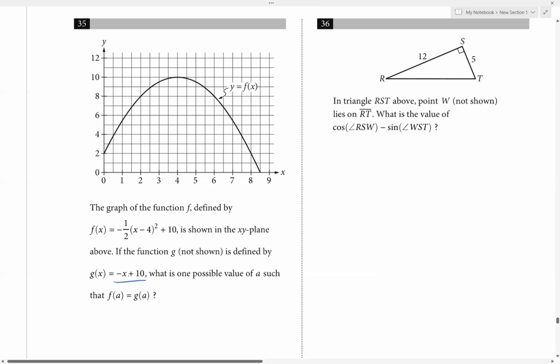So g of x is -x plus 10. This is a linear equation, y equal to mx plus b. So we know 10 is the y-intercept, and then the slope should be -1. That's what we have in front of x. So let's start with a y-intercept at positive 10 right there, and then slope is -1. Remember, slope is rise over run, we're changing y over changing x. So it's -1 over 1, so we go down 1 over 1 to the right.